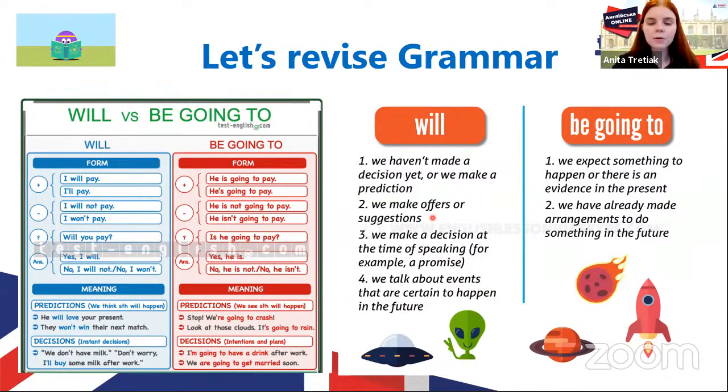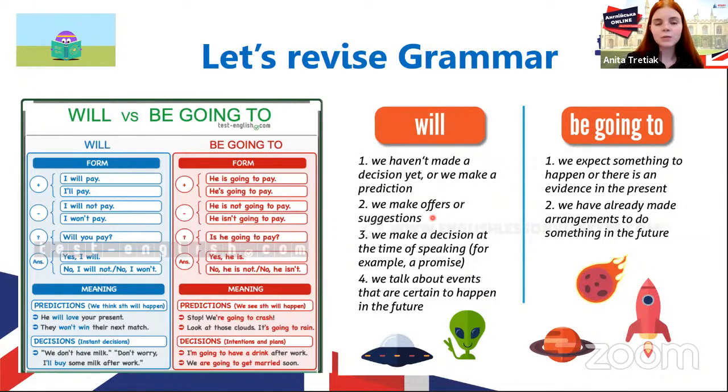Then number 3, we make a decision at the time of speaking, for example, a promise. And number 4, we talk about events that are certain to happen in the future. Yeah, about aliens and so on.